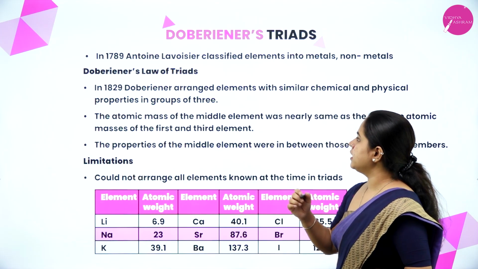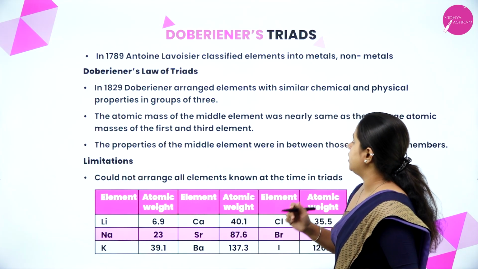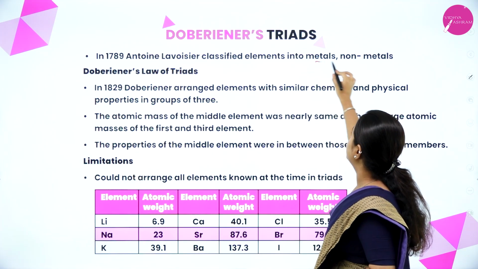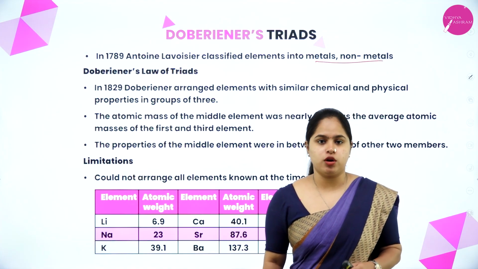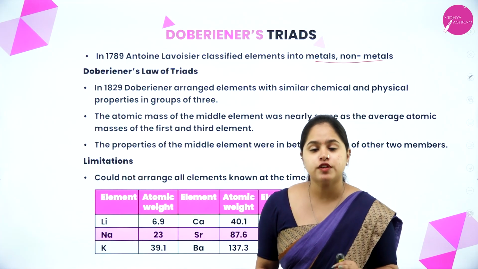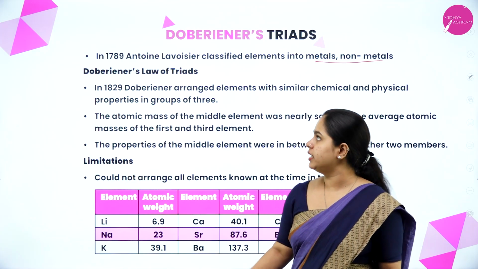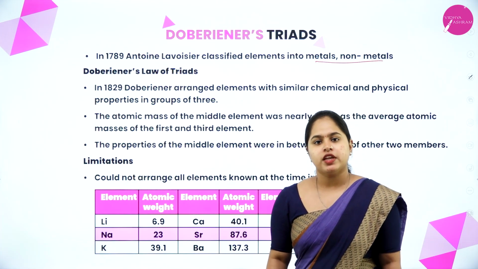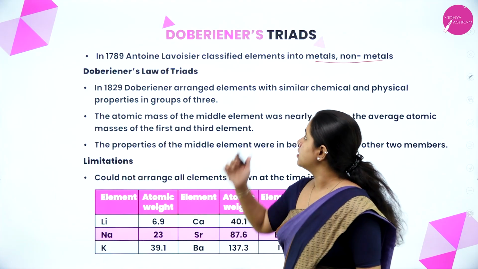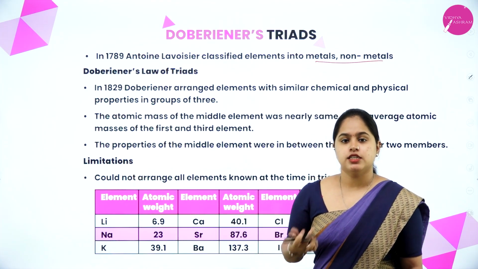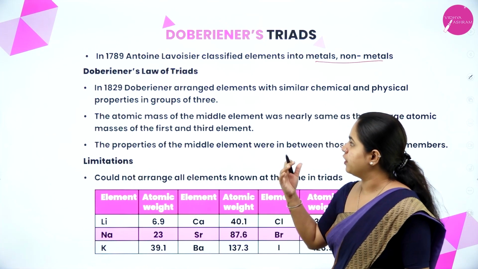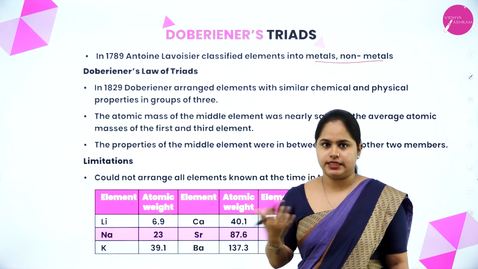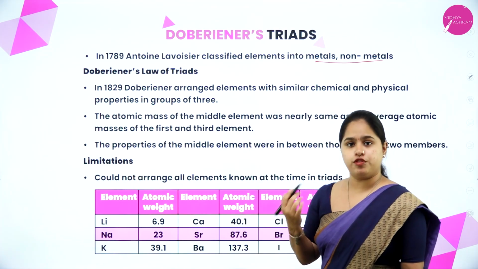So in 1789, Antoine Lavoisier classified elements into metals and non-metals. So this was the first classification which was made of elements into metals and non-metals. Okay, then came into existence Dobereiner's triads. So how did the scientist Dobereiner classify elements? Let us see Dobereiner's law of triads.